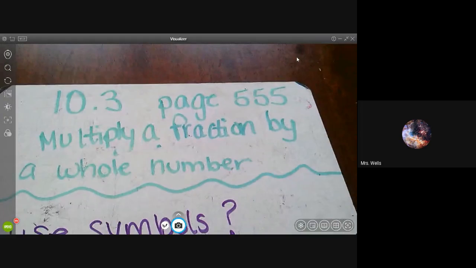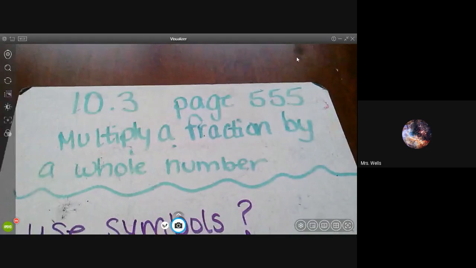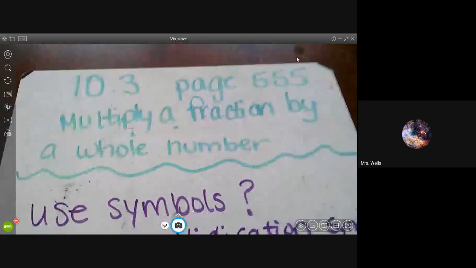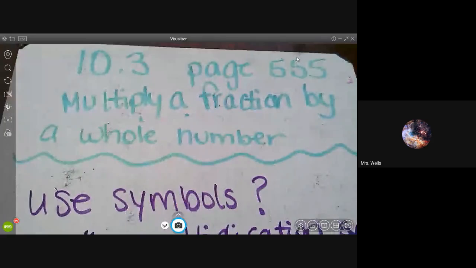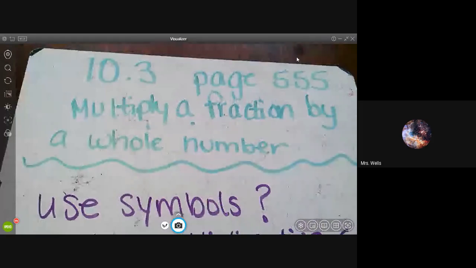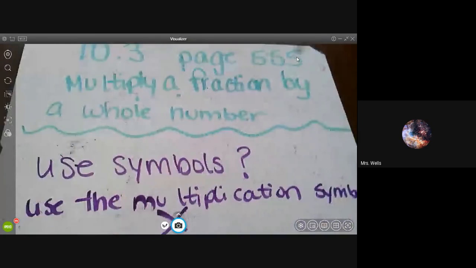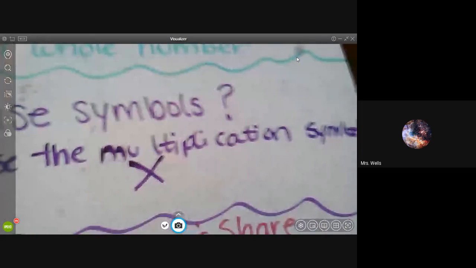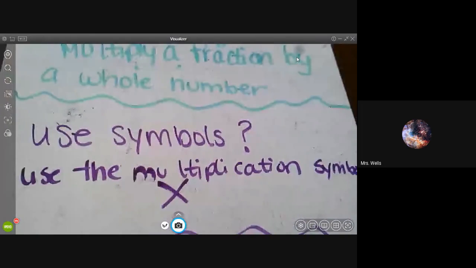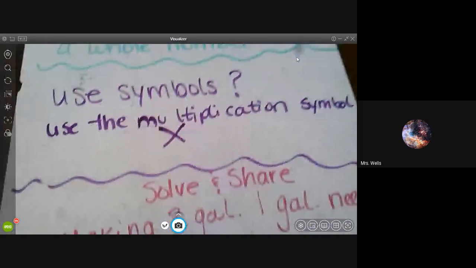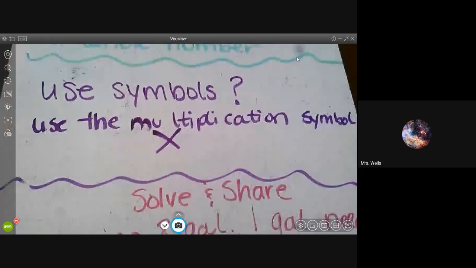Now, the next thing it says, use symbols. What does that mean to use symbols? Well, in this case, it means to use the multiplication symbol. So instead of showing it as repeated addition, like we did maybe in the first 2 lessons, now we are going to be using our multiplication symbol.